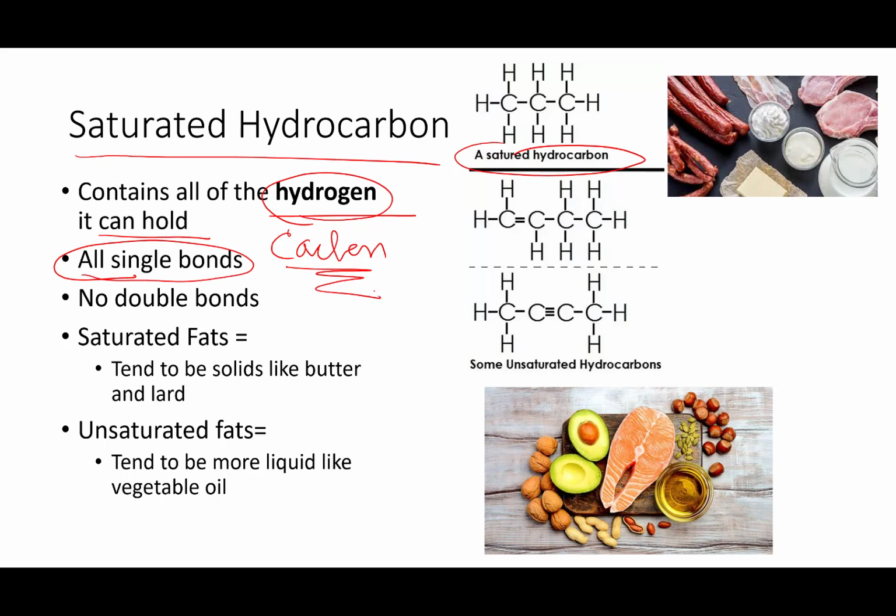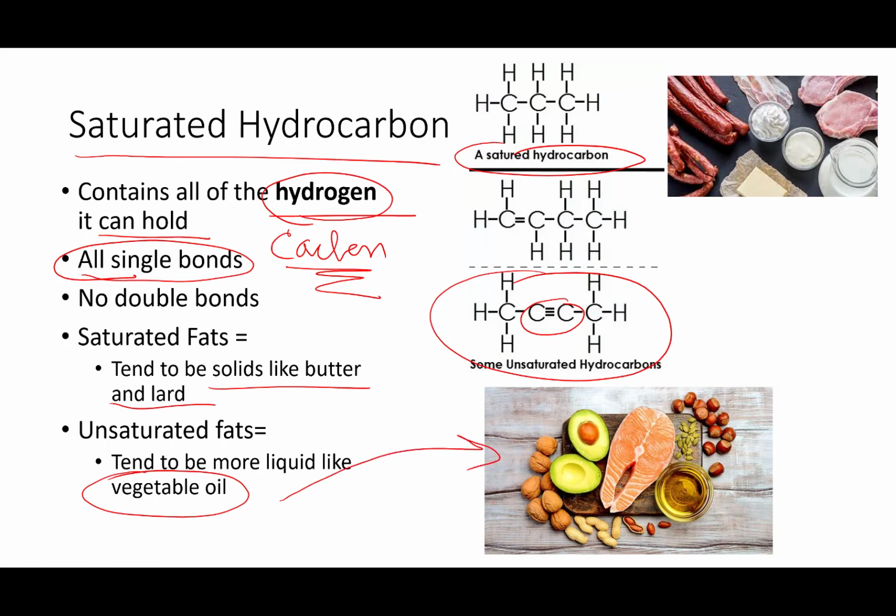Hydrocarbons that are totally loaded with single bonds tend to be more solid, like butter and lard. Fats that contain more double and triple bonds tend to be more liquid, like canola oil, vegetable oil, the kind of fats you're going to get from nuts, peanuts, avocados, and things like that. And so I just wanted to point that out because a lot of people say, so what is a saturated fat? Well, it's saturated with hydrogen.